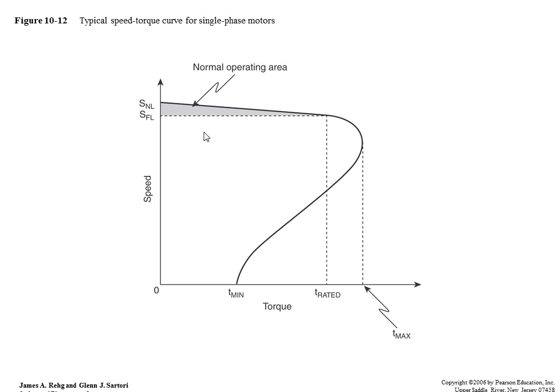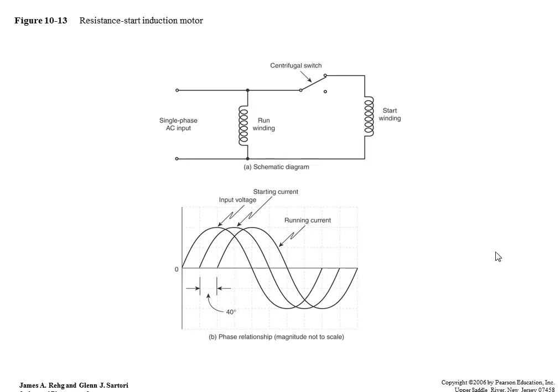Okay, so I'm not running from 1,200 RPM to 0. I'm running from 1,200 RPM to 1,150 RPM for full and no load on that motor. And then if I overload the motor, then I'd be bad.